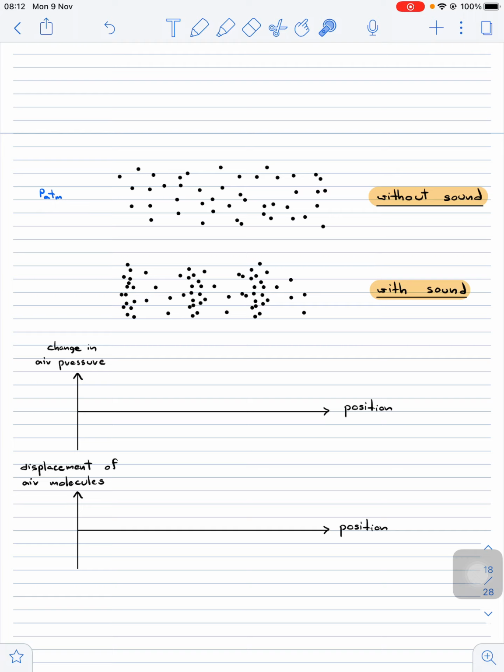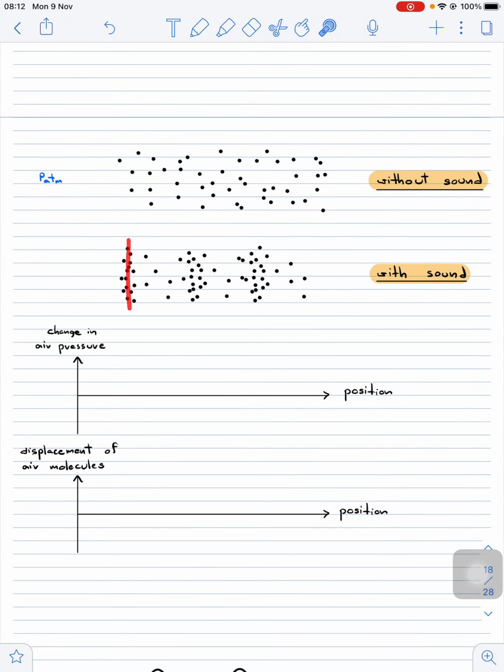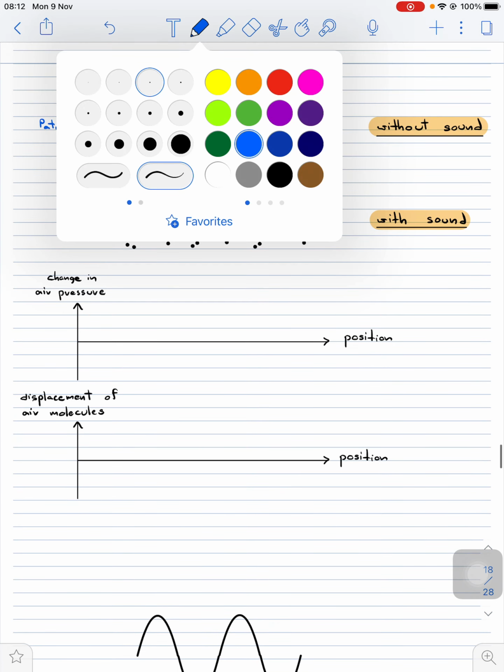In the regions with the compressions here, the molecules stay close to each other. So it means that in this part, the pressure must be increased from the atmospheric pressure. On the other hand, in the regions called the rarefaction, the molecules stay apart from each other. So in this part, the pressure should be less than the atmospheric pressure. Now from this point, we can make the plot.